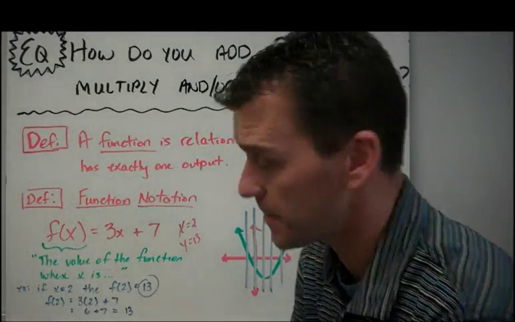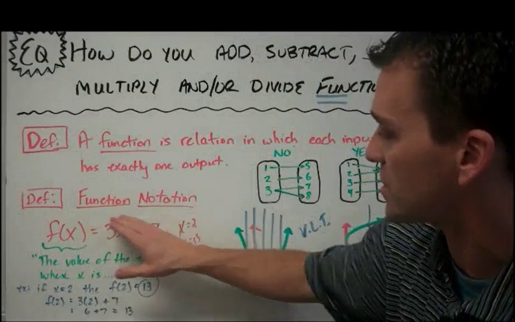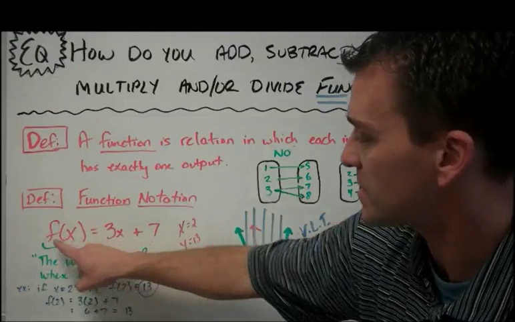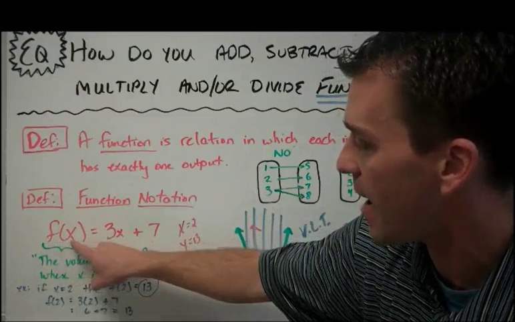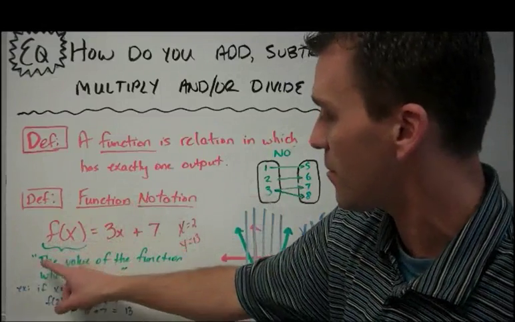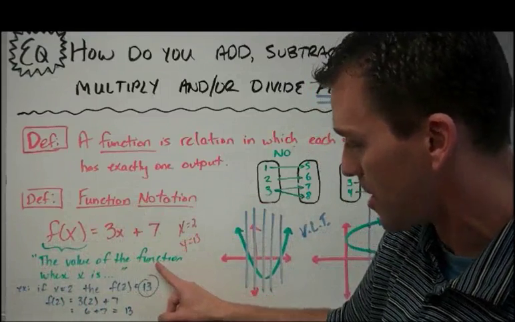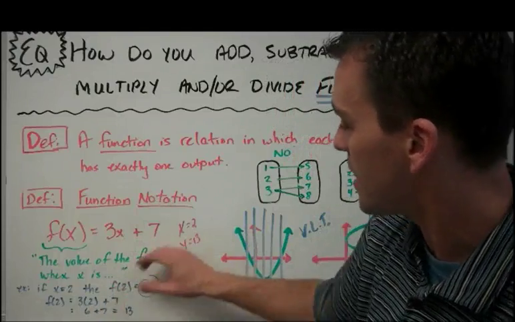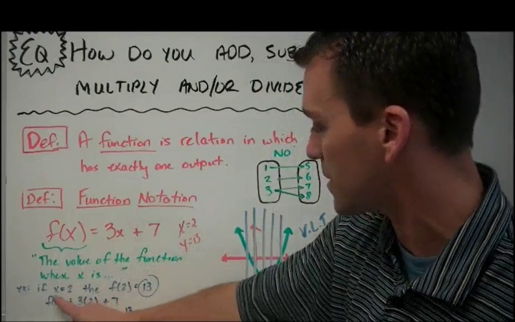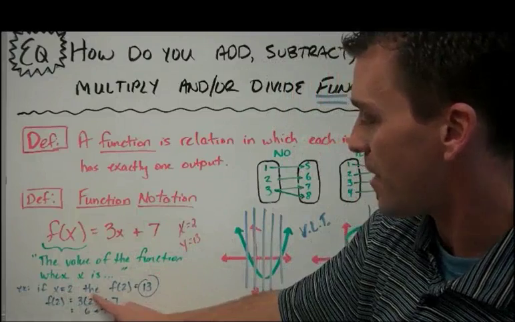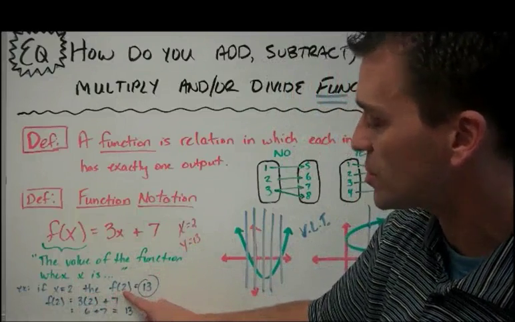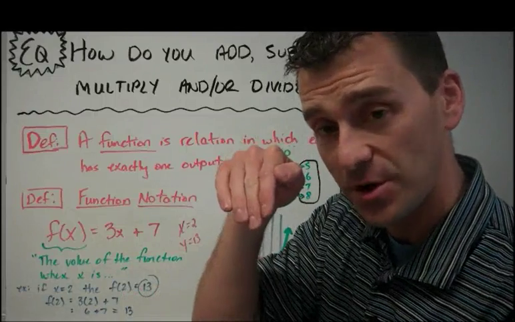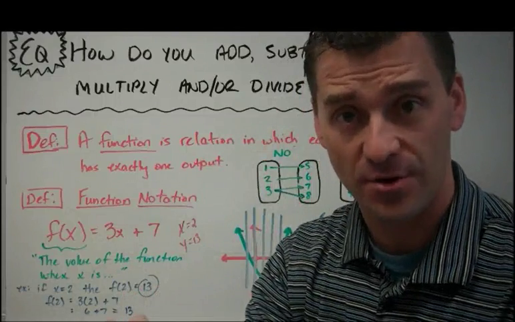And then we talked about this, just to remember, function notation is written just like this right here. This is the actual rule. This is f of x. So really it is the value of this function when x is whatever. So the example I have right here is if x is 2, then the actual value of the function when x is 2 is 13. So when you put 2 into this function machine, it outputs a 13.